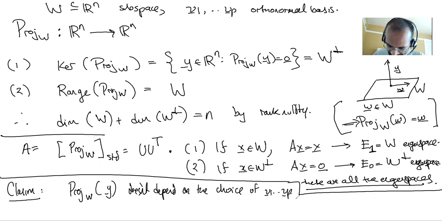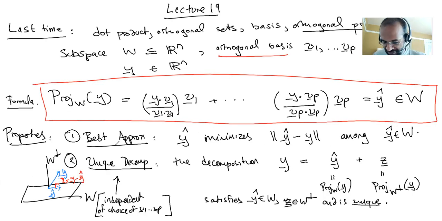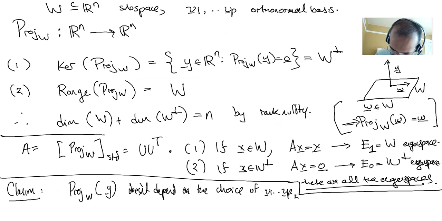Now the reason for that is because let's use the unique decomposition property, which says that the projection is unique. There's only one vector y hat satisfying this property, right? So if you were to choose some other basis U prime, then the y hat that you get from that basis would also satisfy the unique decomposition property. But the key is that that decomposition is unique. So that y hat has to be the same y hat, by unique decomposition.